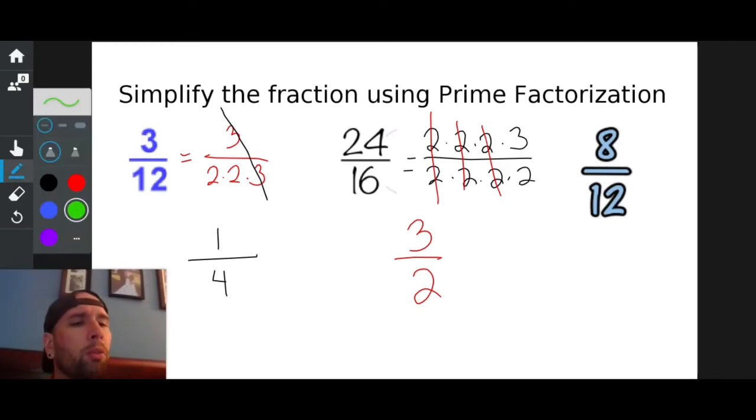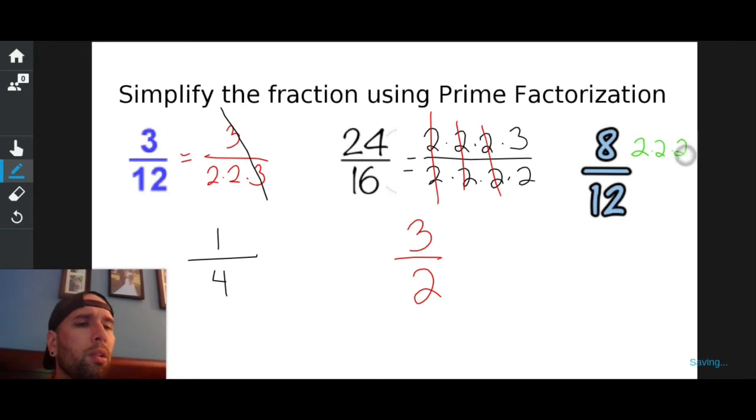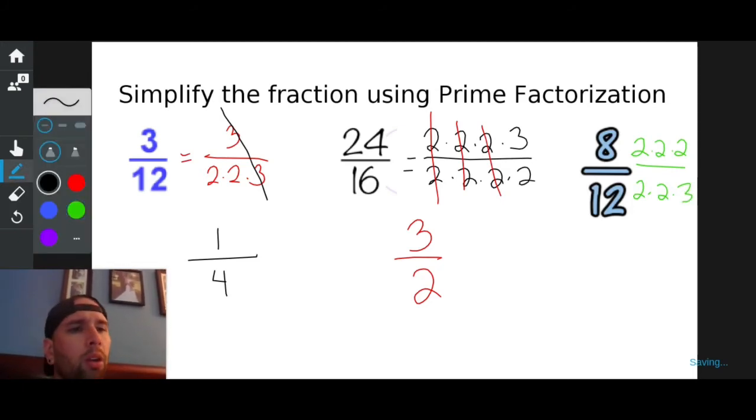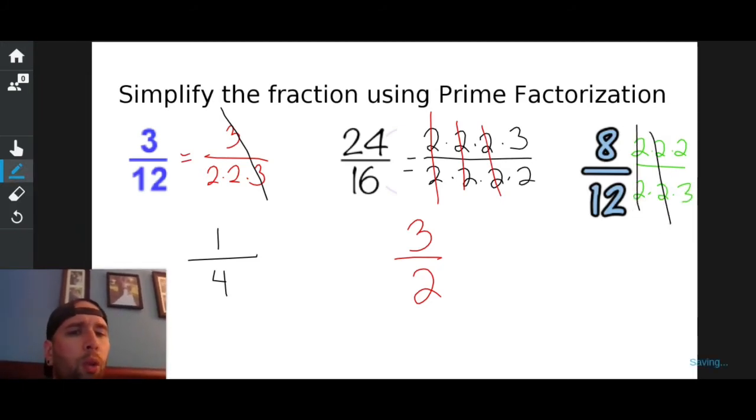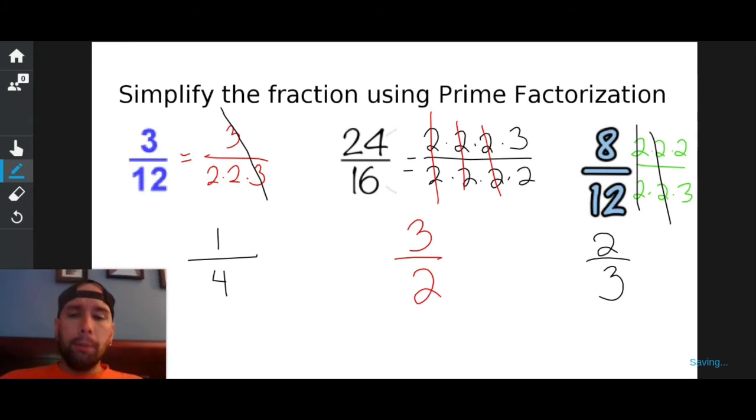8 is 2 times 2 times 2. As we know from a problem over there, 12 is 2 times 2 times 3. So let's cross a few things out. 2 over 2 crosses out, 2 over 2 crosses out, and 2 over 3 doesn't cross out, and that's what I'm left with. Okay?